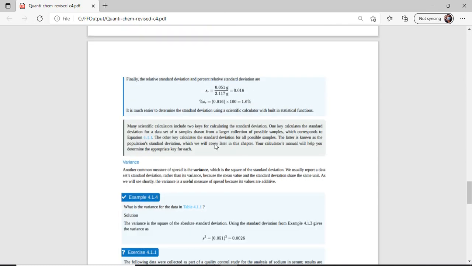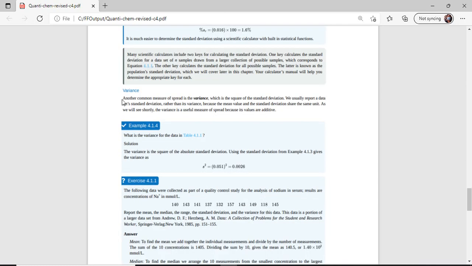Now, for your variance, another common measure of your spread is the variance, which is the square of your standard deviation. We usually report the standard deviation rather than the variance, because the mean value and the standard deviation share the same unit, as we will be seeing in our examples later. The variance is a useful measure of spread because its values are additive.